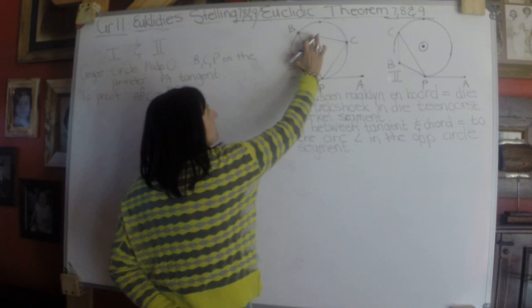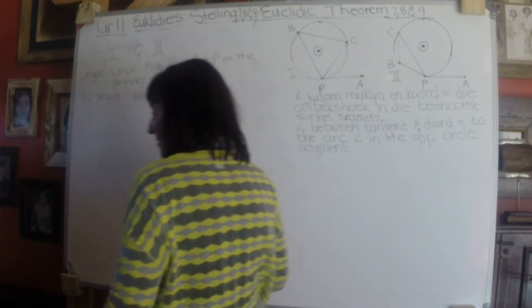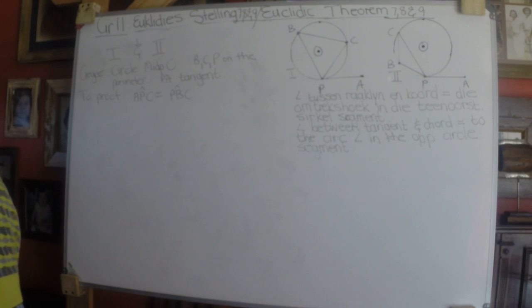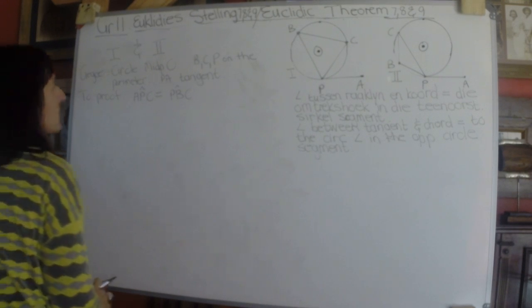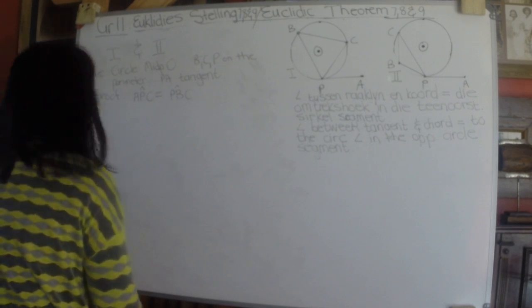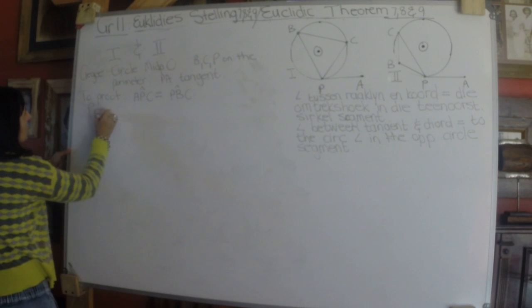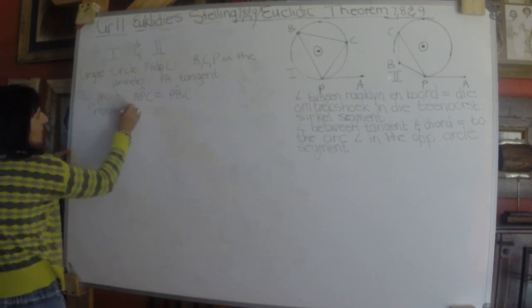APC angles PBC. APC, PBC. That's what we need to do. So now we're going to do a construction, and the construction is also the same for both. Let's do it in the proof, we've got a construction.